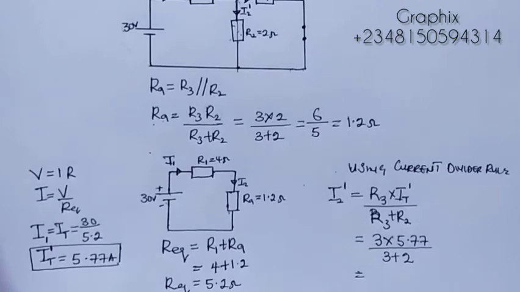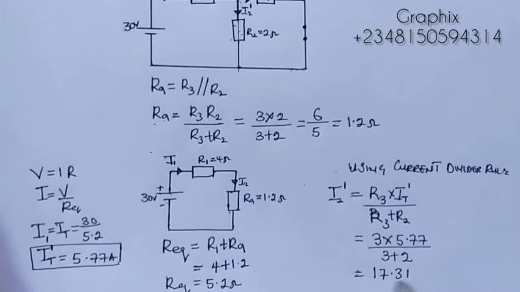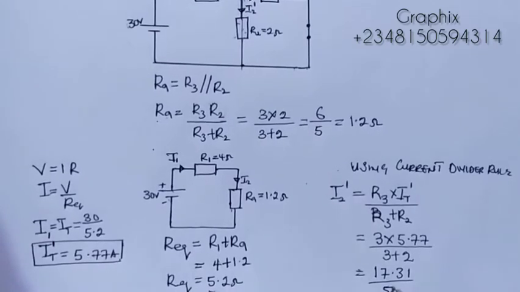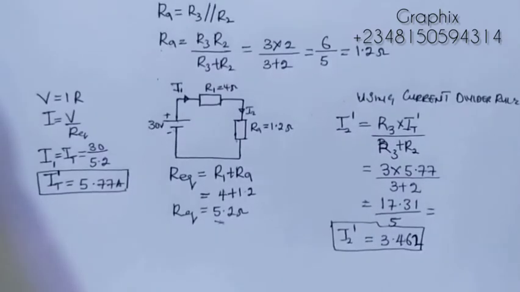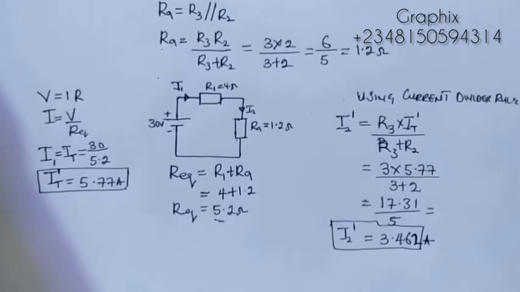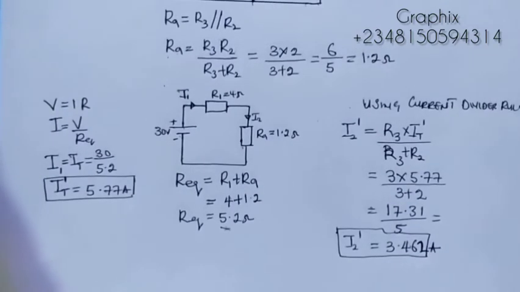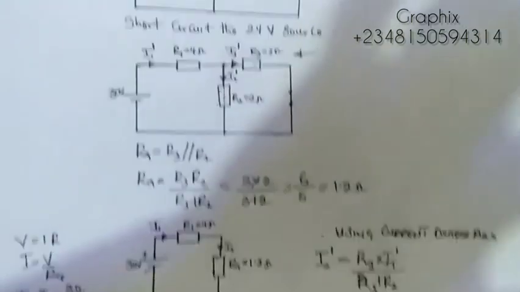That will give me 17.30. So we're having 17.31 all over 5. So if we move forward, divided by 5, we're having 3.462 amperes, right? So we'll look for the next one also, the current flowing through the R3 resistor. So in doing that, we'll be having something like this.